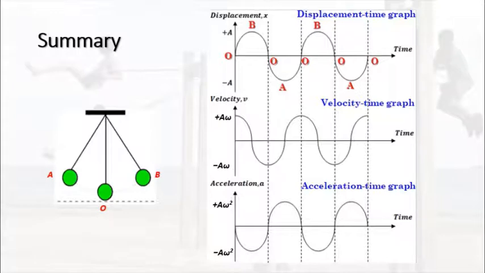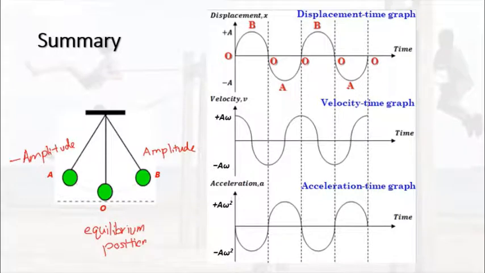At point O, the object is said to be at equilibrium position. At point B, the object is said to be at positive amplitude. This is the amplitude. Point A is also the amplitude, but it is a negative amplitude. The reason it is negative is that it is on the left-hand side of the object, and positive because it is on the right-hand side of the object.